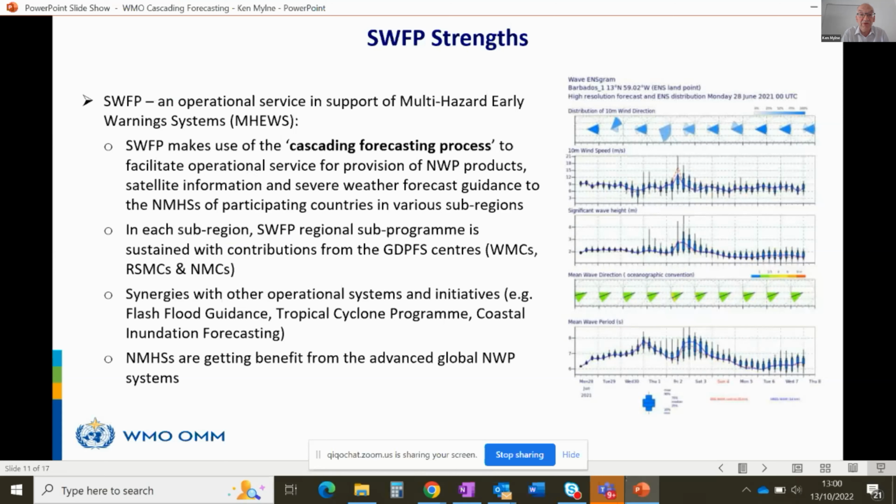It provides an operational service in support of multi-hazard early warning systems. And I put another example, a meteogram, on the right here, which is specifically covering some ocean effects. It's got wave heights and wave periods in there, as well as wind speeds. And it makes use of this cascading forecasting process to facilitate operational service for provision of NWP products, satellite information, and severe weather forecast guidance to the regions of participating countries.